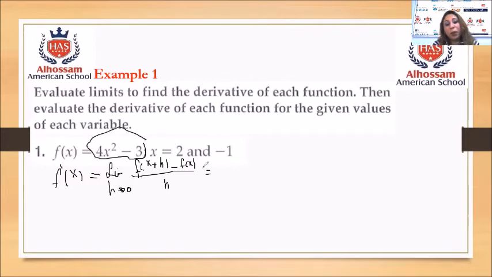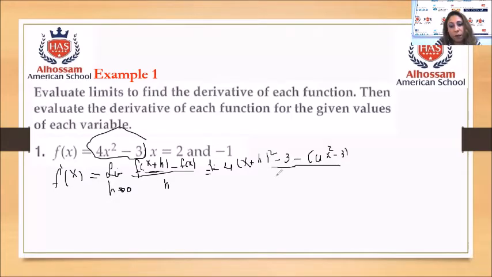So let's substitute by x plus h, which is the first one in this relation. So what I'm doing here is, of course every time I will write the limit, 4, and then x squared, I will replace x by x plus h, which will be x plus h all squared minus 3. And then here, minus f of x, and for f of x I have the same relation, and I just write it as it is, which will be 4x squared minus 3, all of that over h.